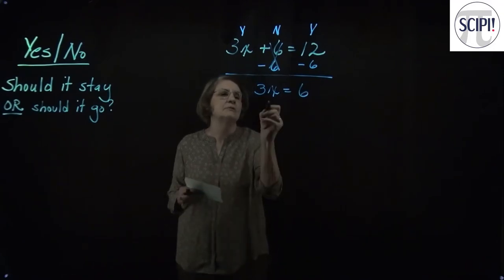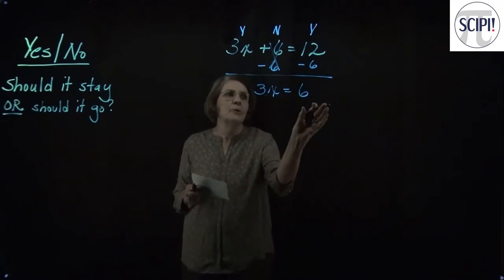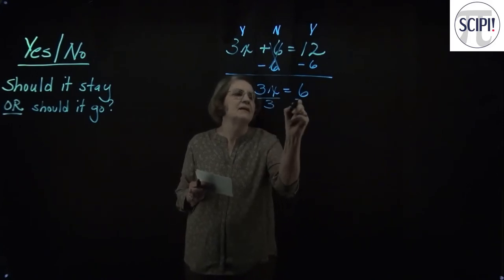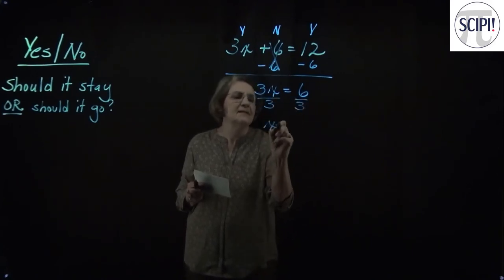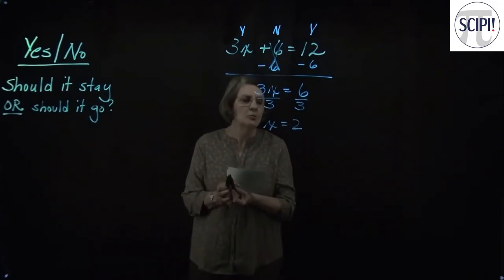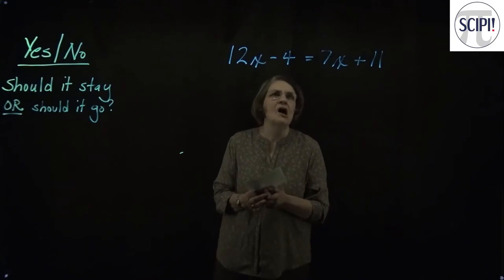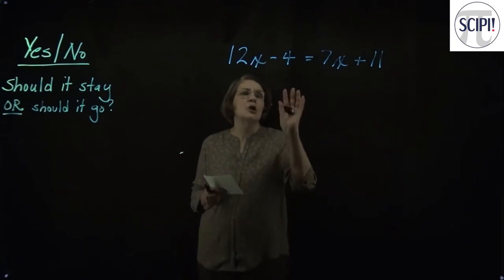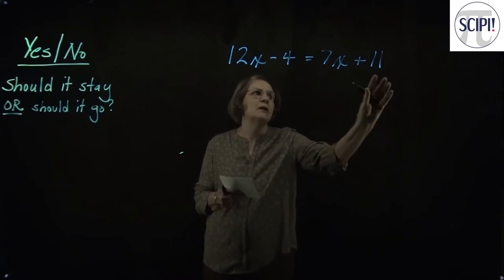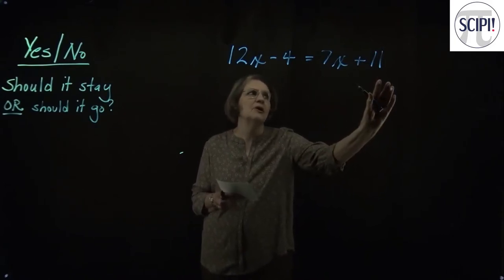And now what do we do? They're both on the right side. We got this on the left side, this on the right side. So now we're going to divide. And x is 2. Let's try another one that's a little more complicated. All right, let's look at this equation. Notice I have a variable, a number, a variable, a number. Oh, my soul, what am I going to do?